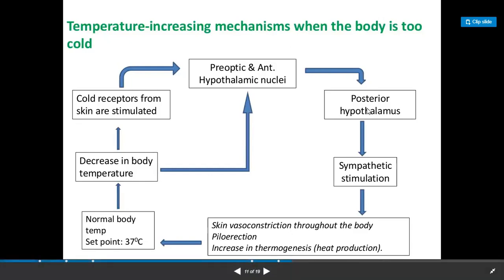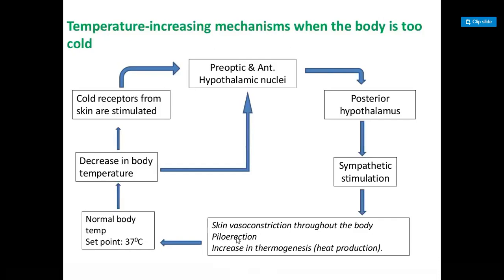And this posterior hypothalamus now has to stimulate the sympathetic nervous system. Sympathetic nervous system increases the secretion of epinephrine, norepinephrine, thyroxine. Yes, and all of these will lead to skin vasoconstriction to reduce blood flow to the skin, piloerection, so the hair of your skin, those goosebumps that you feel, the hair will stand erect, okay, to prevent heat loss from your body.